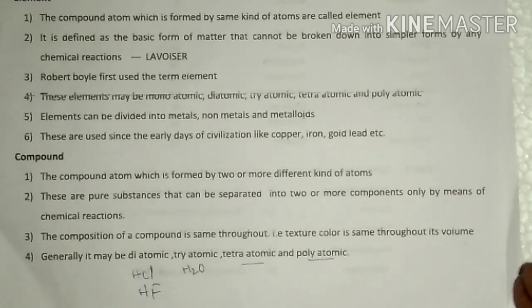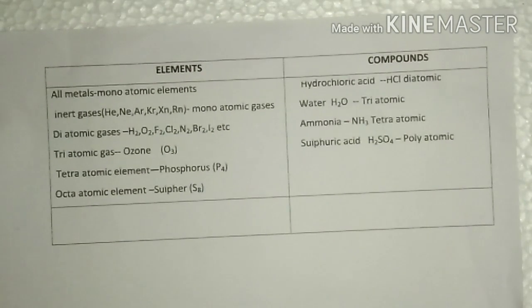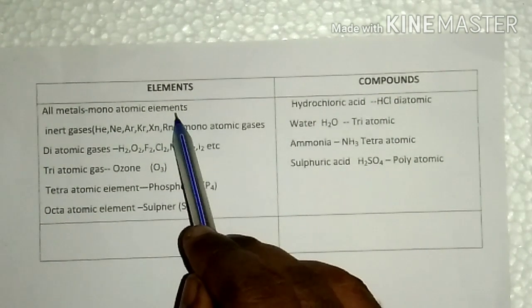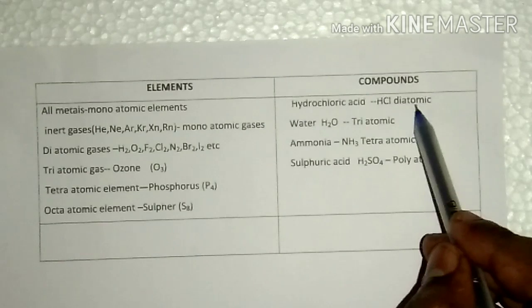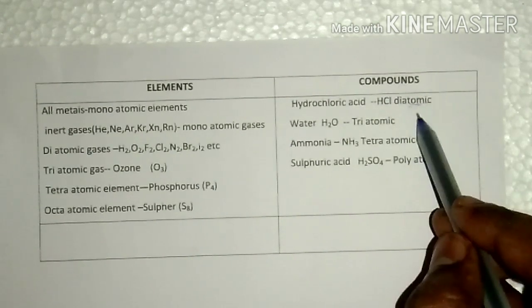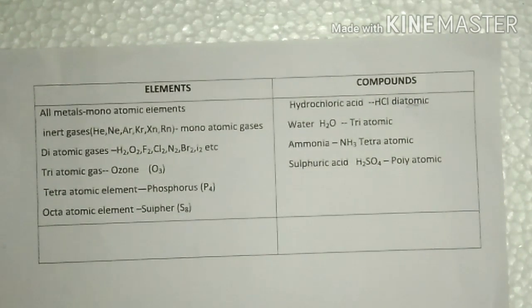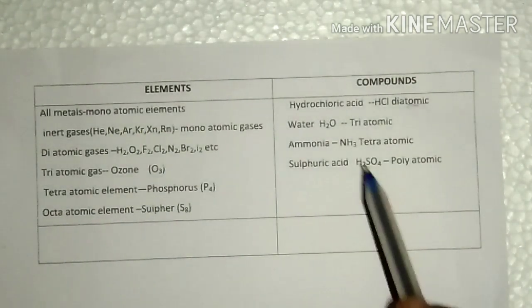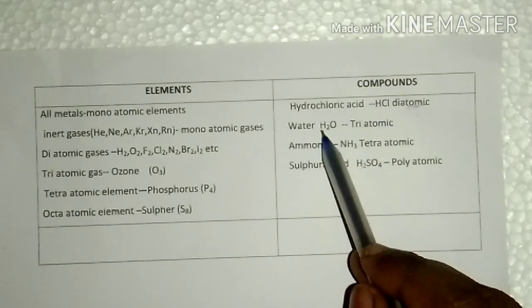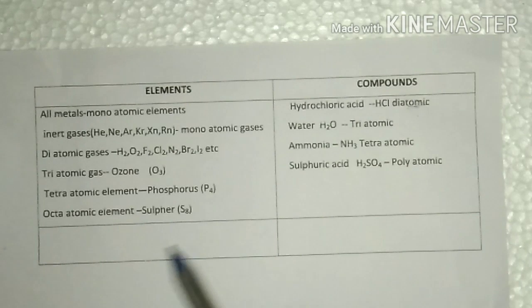So we can observe various differences between elements and compounds. All metals are monoatomic elements. Elements start from monoatomic, whereas compounds start from diatomic. Inert gases, what are they? Helium, neon, argon, krypton, xenon, radon. These inert gases are all monoatomic. Water, H2O, is triatomic and an example of a compound, because hydrogen atoms and oxygen atoms are there.